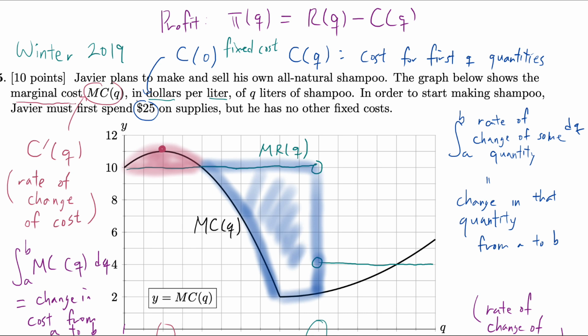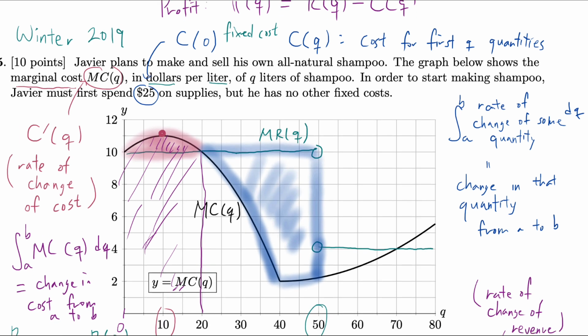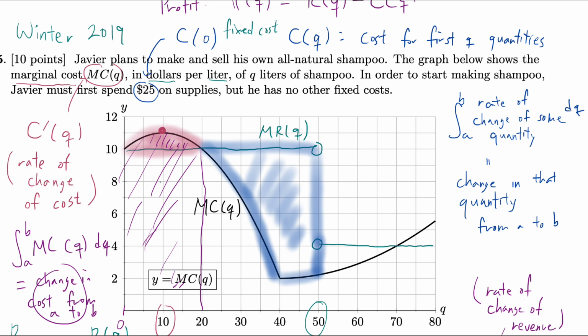So why do we look at such an area in between MC and MR? Well, think of it like this. If I look at the area under the marginal cost, from here to here, so this entire area, including this top part, that's giving you, by the fundamental theorem, the change in cost. That's giving you how much the cost is changing in this area.